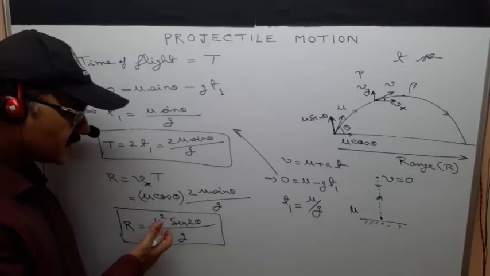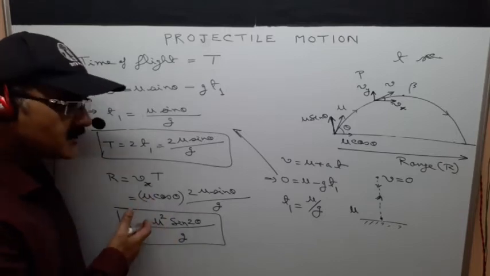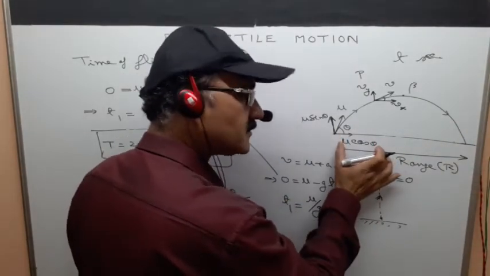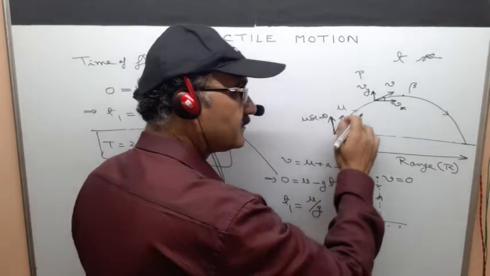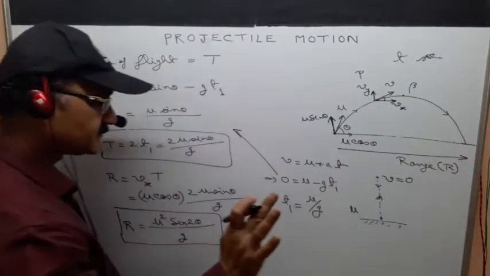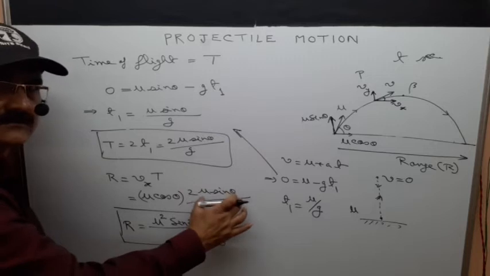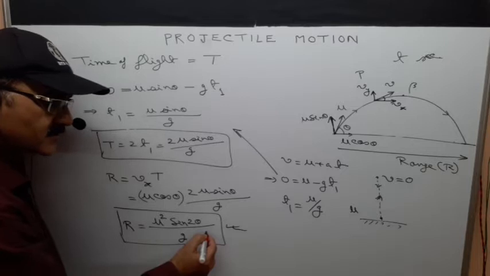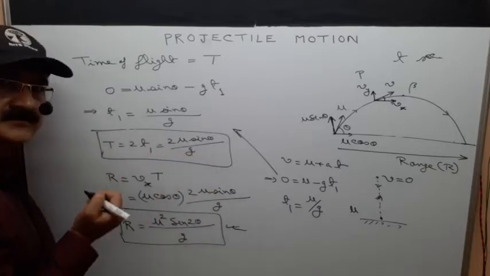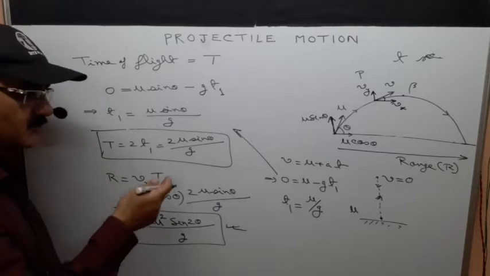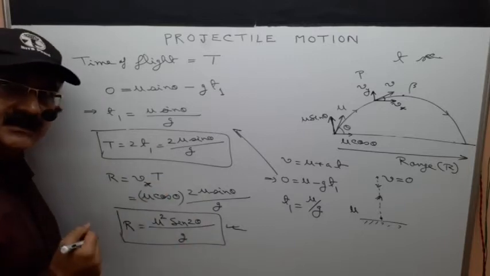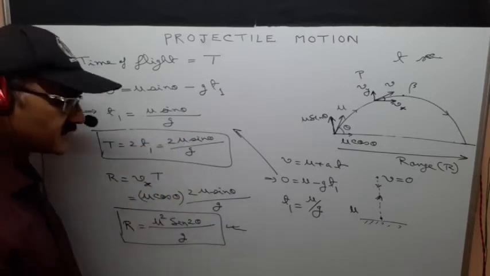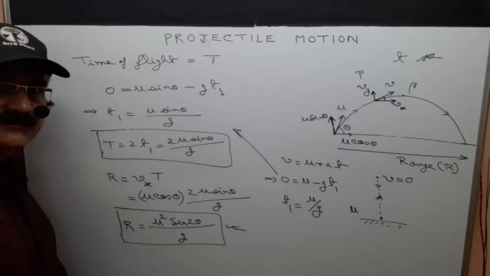It's very easy to find. This range, this distance is equal to this velocity multiplied by the time of flight. So we get this. You have to memorize this equation. Then you should also know how to derive it. Clear? For entrance point of view, you have to memorize them. For class 11 final, you should know how to derive them also.